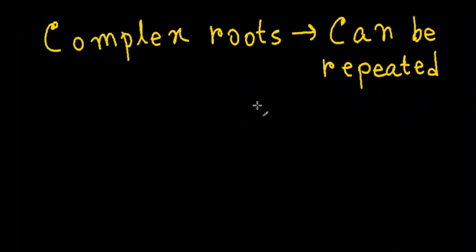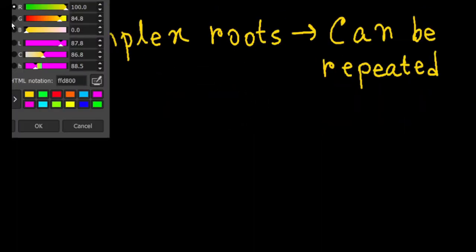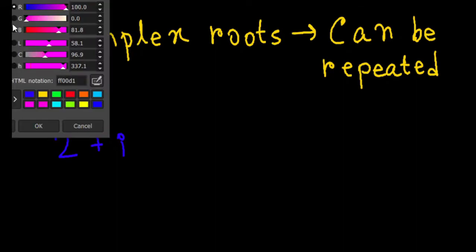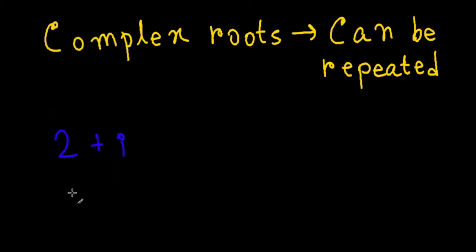Well, I just want you to look at this. Suppose say you have 2 plus i, and this is repeated 5 times, just as an example. So this is a root to our characteristic equation, and it's repeated 5 times.